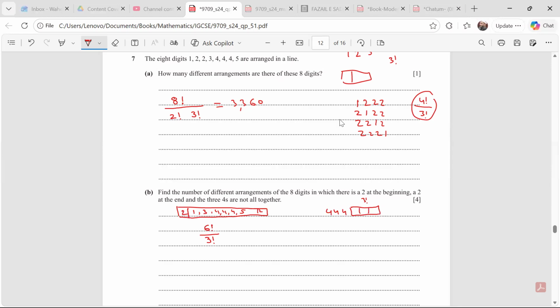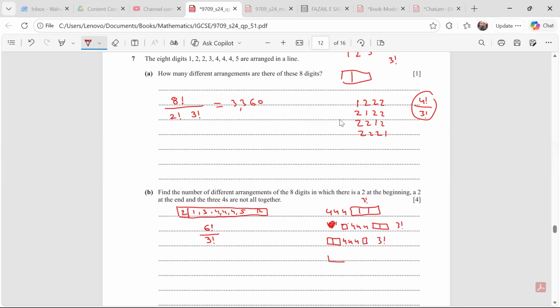Now the other option is that I have one number, then 4, 4, 4, and then two numbers. Again, how many ways can I make this combination? It is 3 factorial. Next one is I have two numbers here, then 4, 4, 4, and one number here. Again, this is 3 factorial.